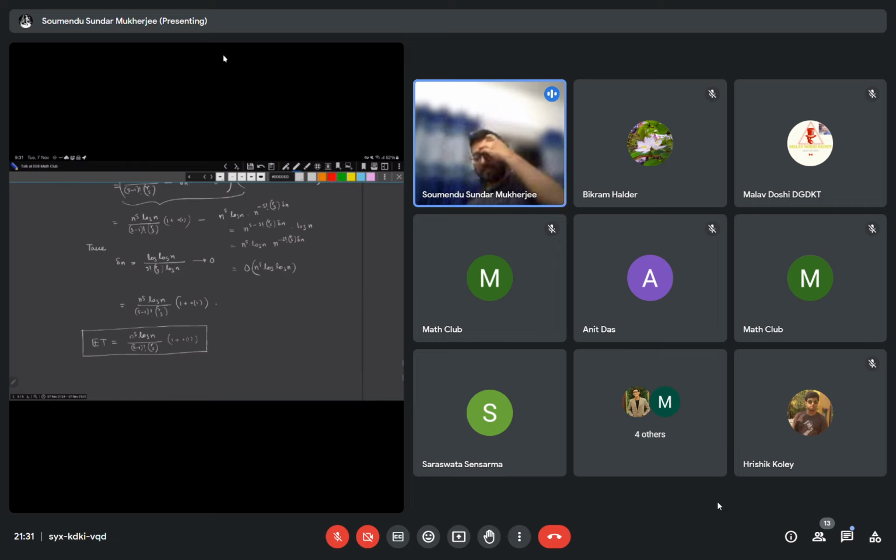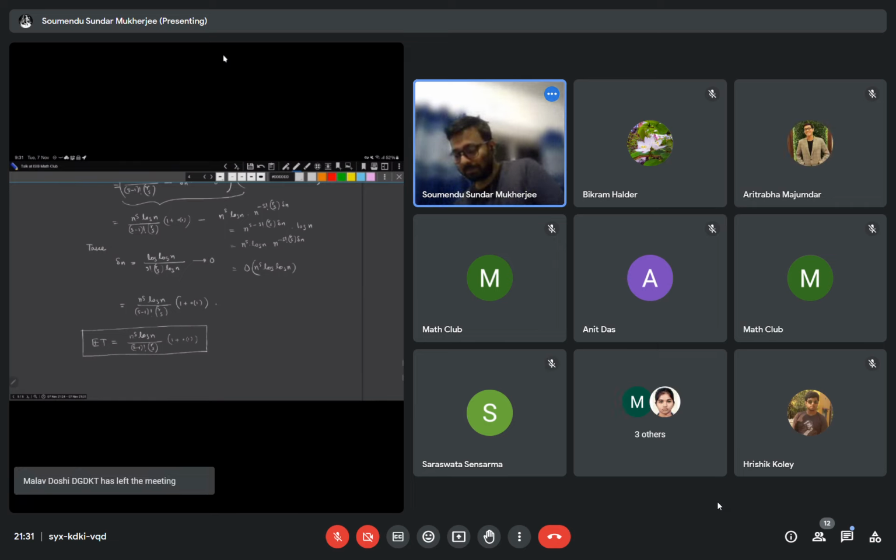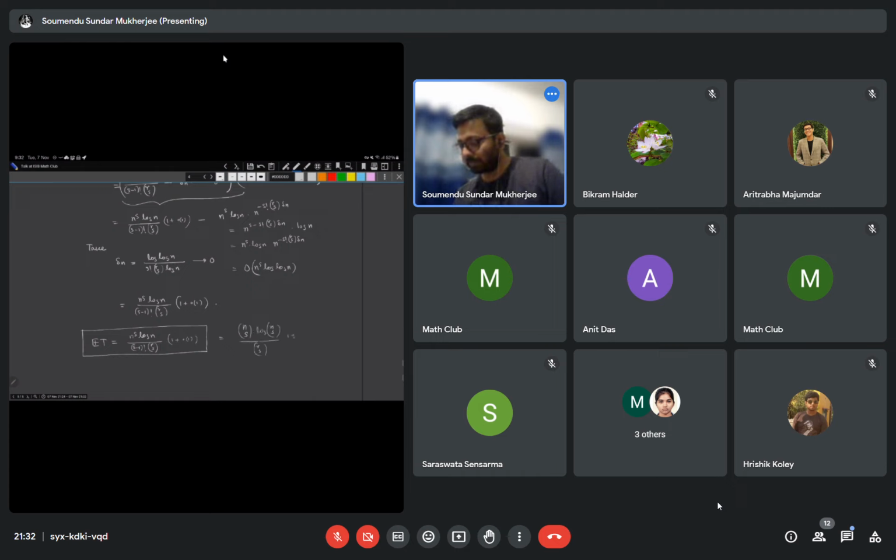Okay, so this proves that the expectation of T is n to the s log n by (s minus 1) factorial times factorial, which is exactly n to this log n to this. And let me know if you have any questions.